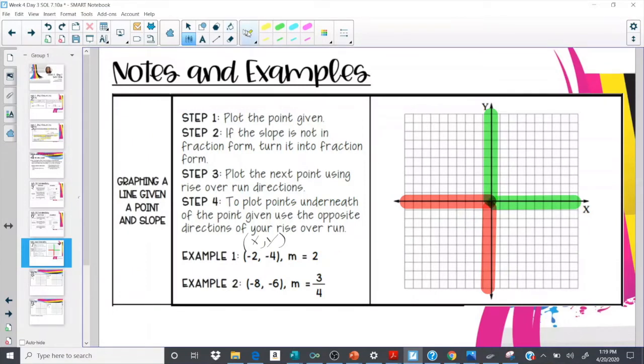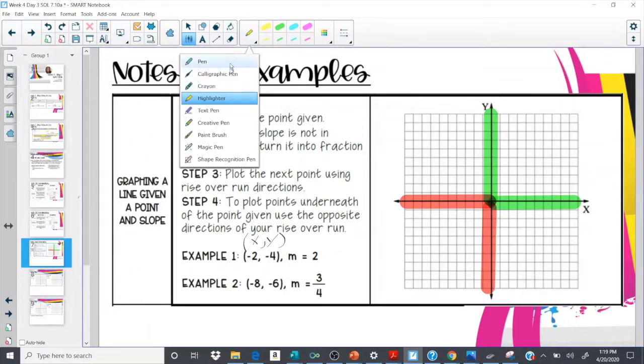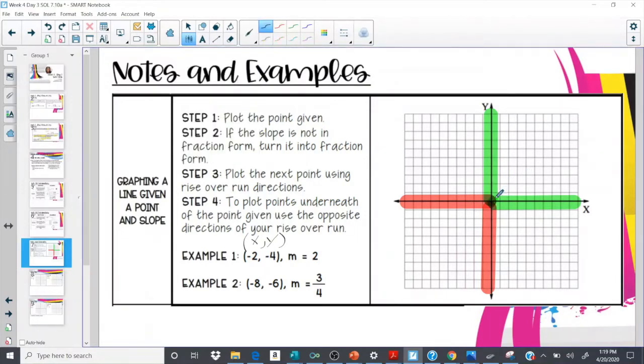So now we're going to attempt to plot the point that was given to us. Start at the origin first always, then plot or find your x coordinate first, then your y. So -2, if you're on the x-axis, you're going to go 2 units to the left, then -4, you're going to go 1, 2, 3, 4 units down. Plot your point.